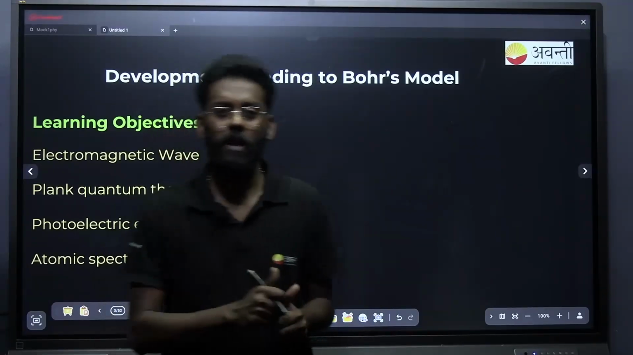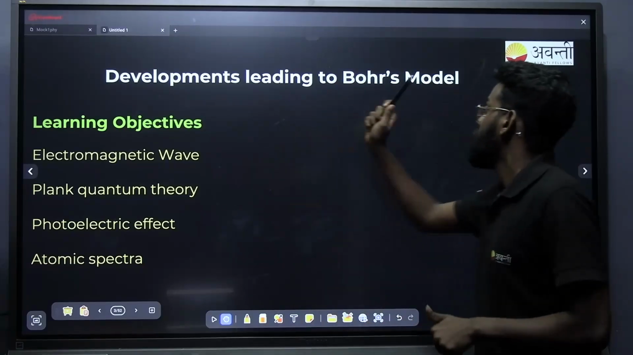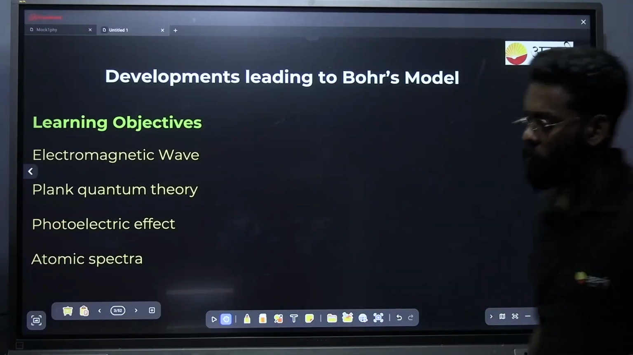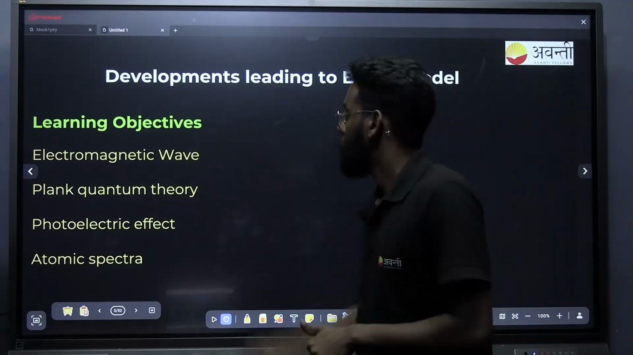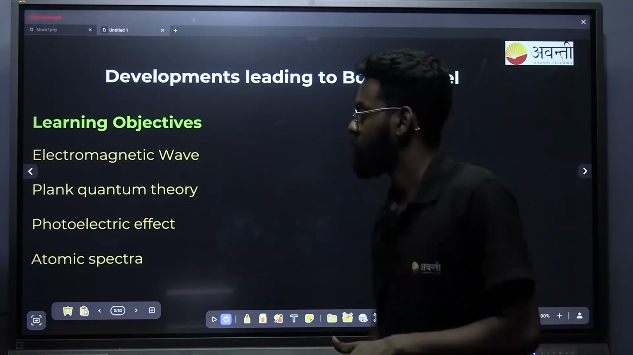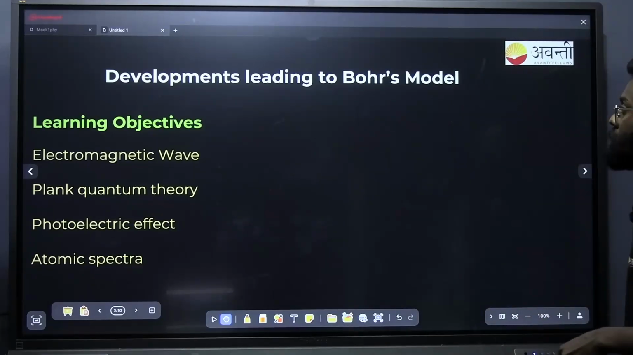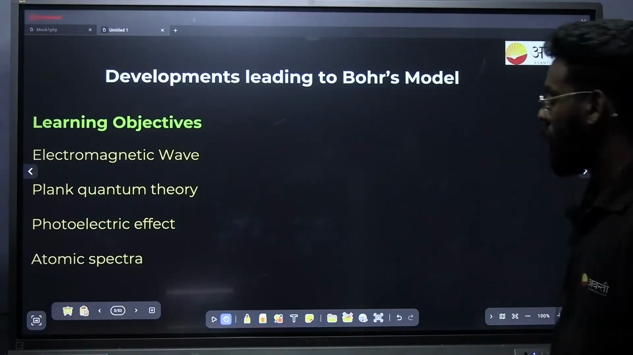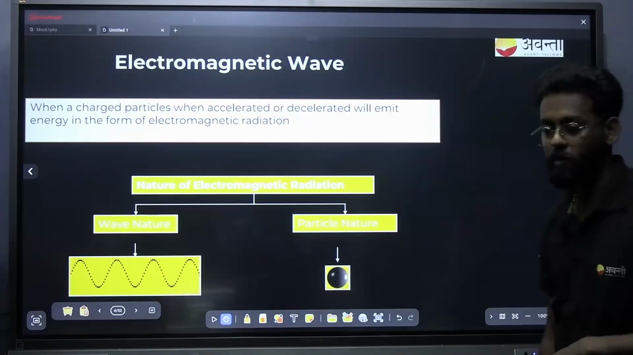Okay, so let's come to the first part of this chapter, where we will discuss the developments that led to the Bohr model of atom. What are the developments that led to the Bohr model of atom? They are electromagnetic wave, Planck's quantum theory, photoelectric effect, and atomic structure. These are the important topics that led to the Bohr model of atom. Now we can discuss the first one, that is electromagnetic wave.